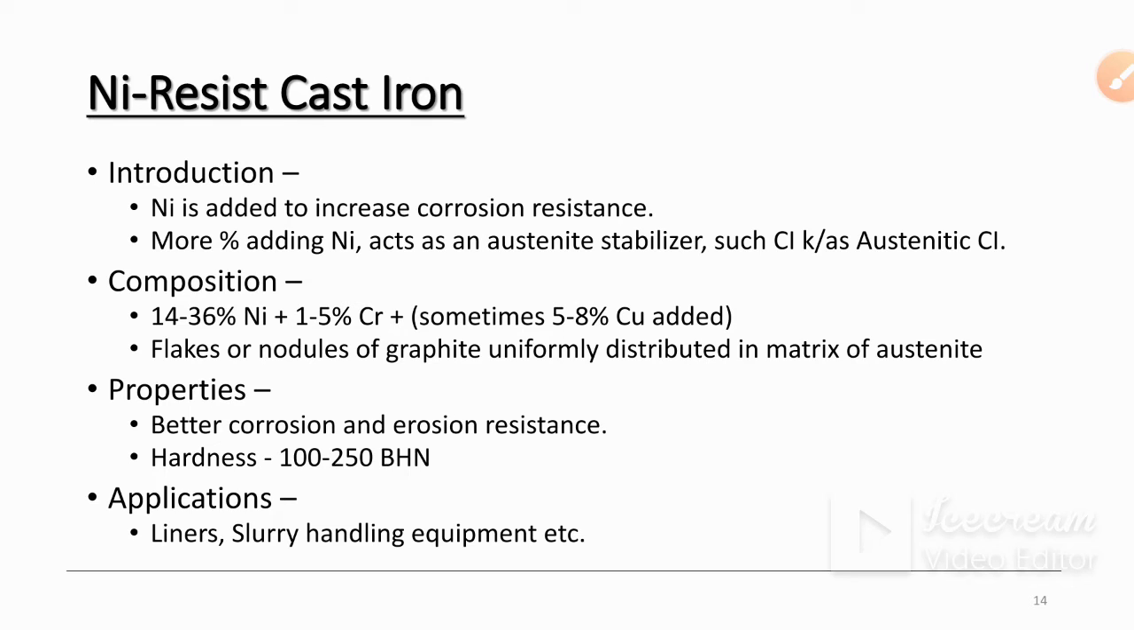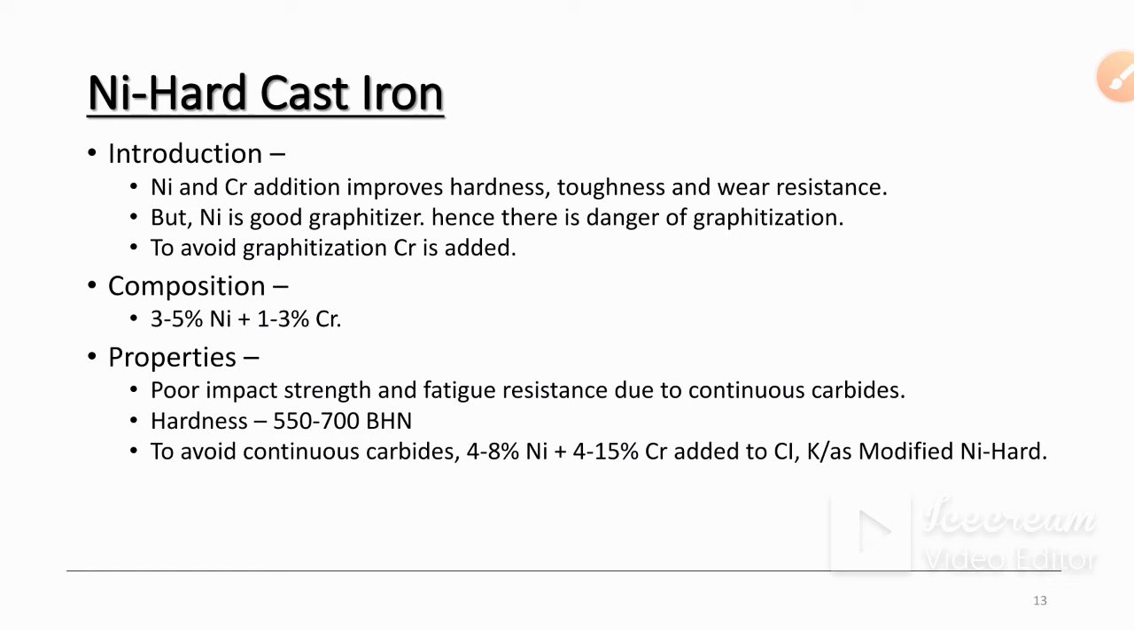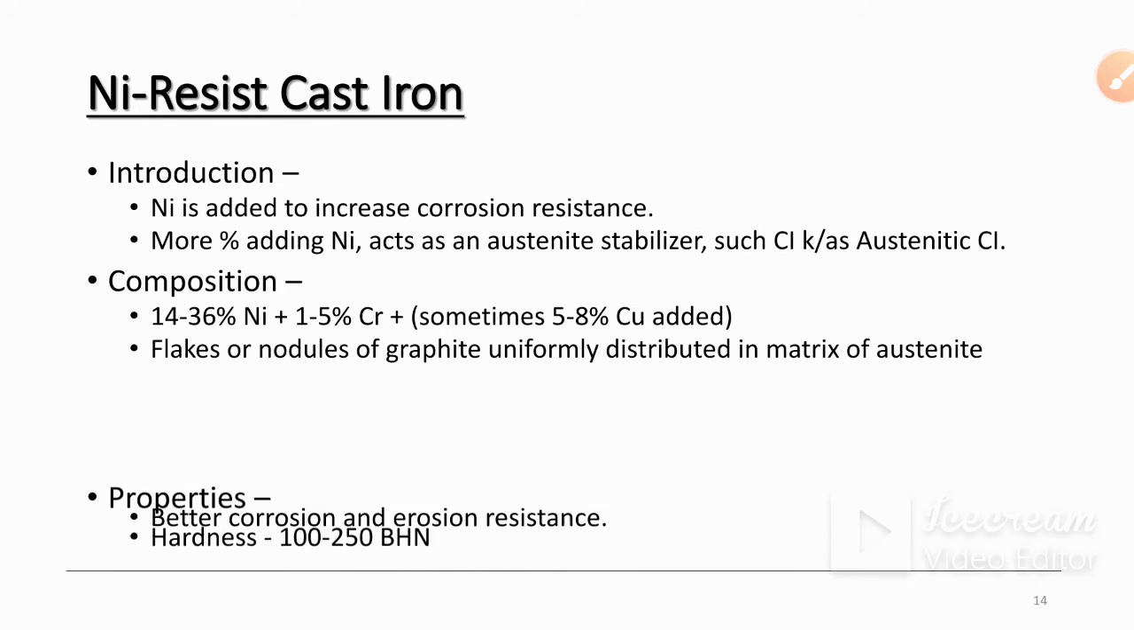If you see, the hardness of Ni resist is 100 to 250, and Ni hard is 550 to 700. So Ni hard is a very hard material, hence it is known as Ni hard, nickel hard, and this is Ni resist.